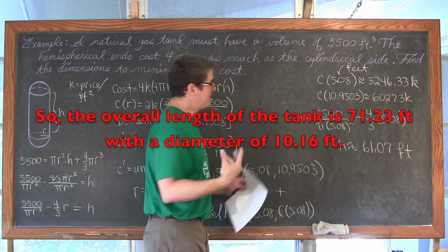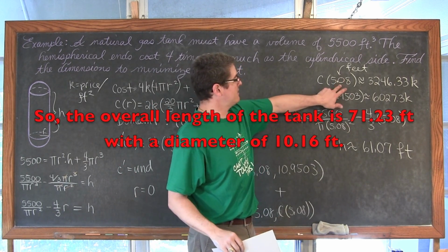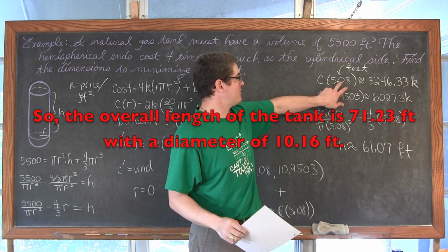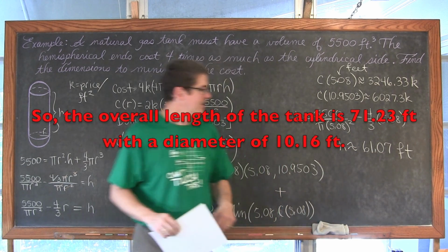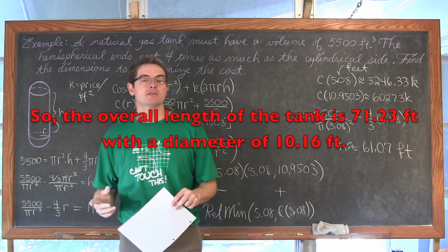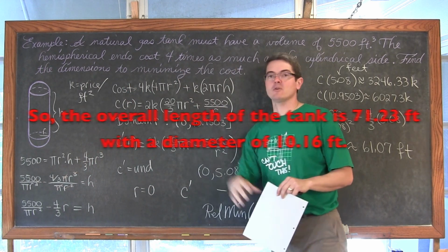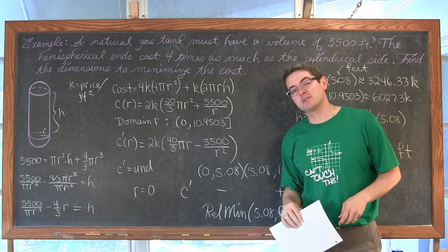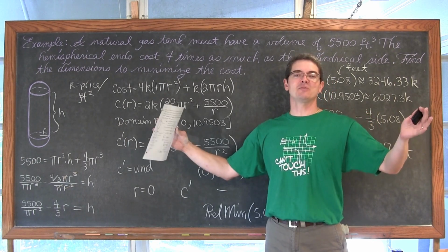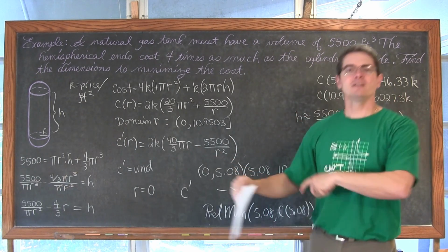The radius of the end caps is a relatively small 5 feet compared to the actual length of the tank, which is 61. That is, again, one more time, because the hemispherical end caps cost 4 times as much. So that's the end of my last example. Time for you. Go do your homework.